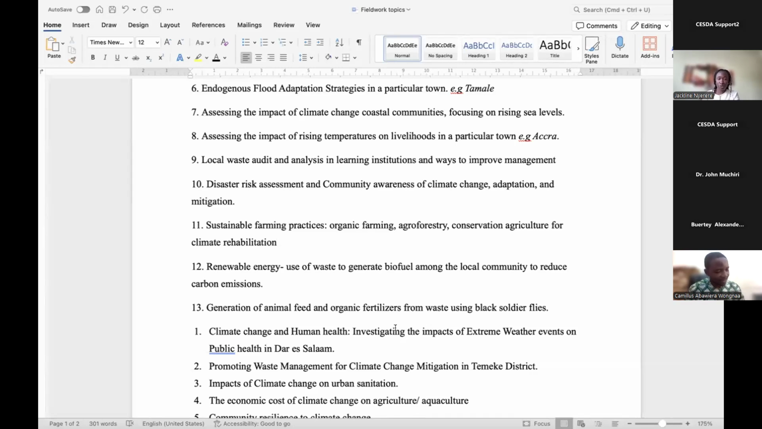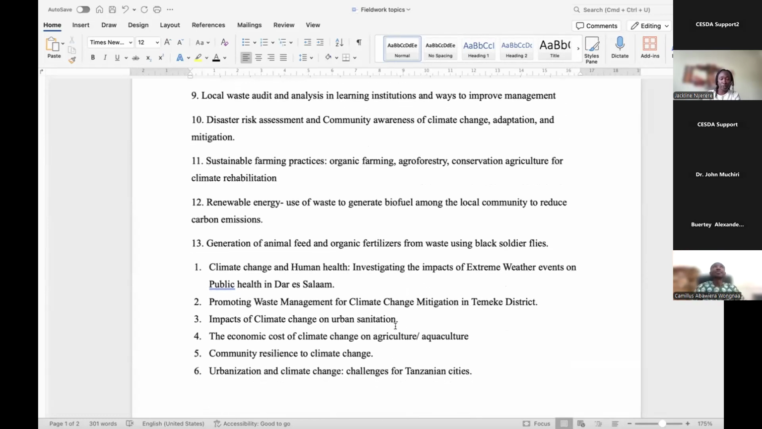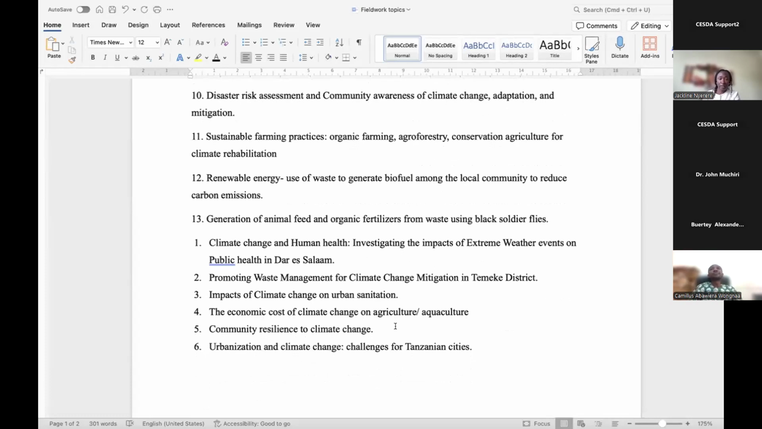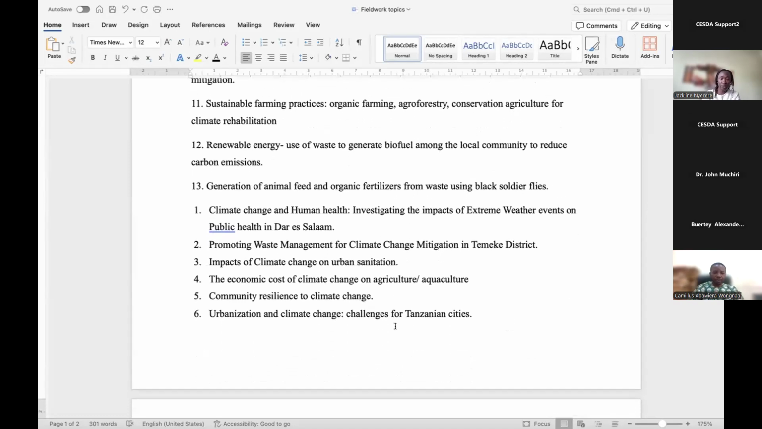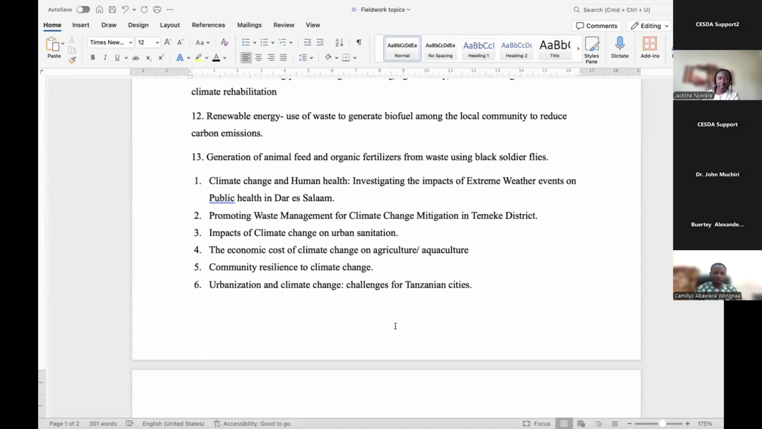Renewable energy use of waste to generate biofuel among the local communities to reduce carbon emissions. Number 13 in that first list is generation of animal feed and organic fertilizers from waste using black soldier flies. So that's the first set you received, and I think today you did receive another set.